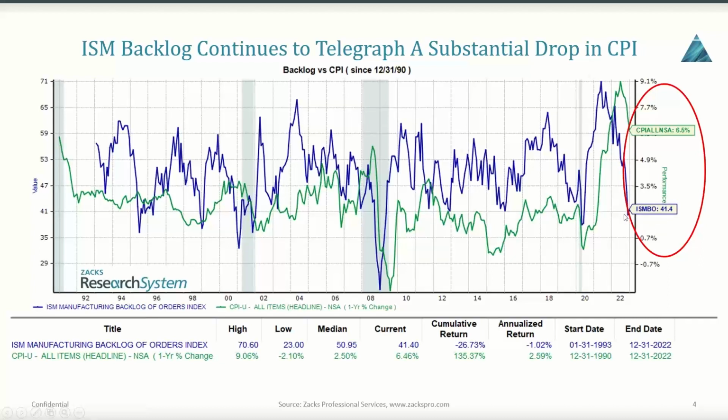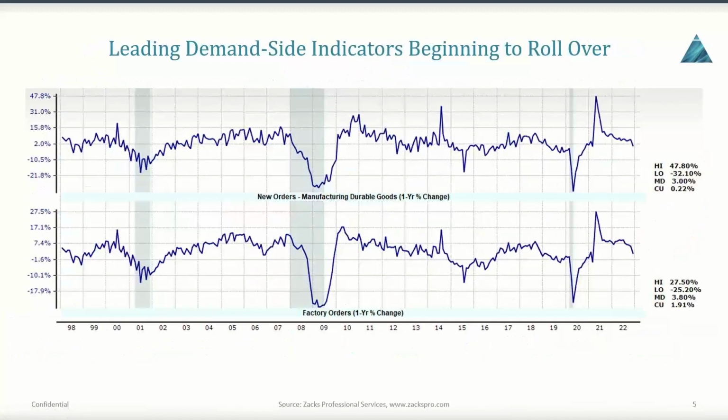So as long as the backlog remains below 50, I think that this number is going to continue to come down like it has, hitting a high watermark of 9.1%, and now it's down to 6.5. I won't be surprised to see this down to 5% by the spring, and back below 3% by late summer or early fall, and then possibly even negative by the end of the year. So we will see where that goes. But as long as this number remains in contraction, which it is, this is very, very bearish for CPI. Now the question is what's causing that, right?